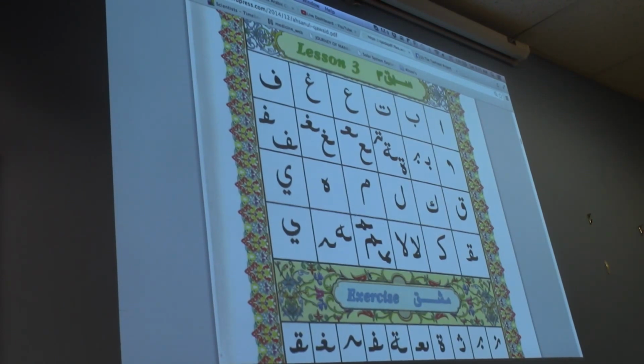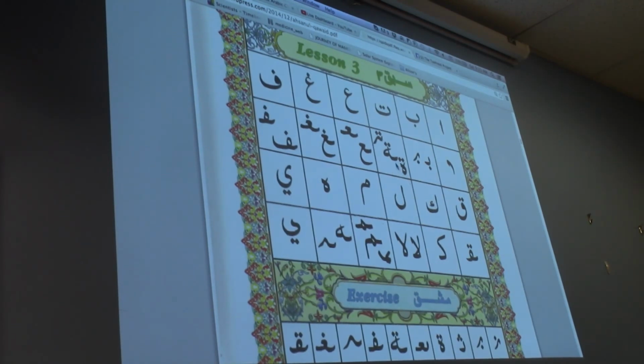Today's lesson, inshallah ta'ala, we're learning about the different ways of how letters are written. These are some new forms in how letters are written. So alif can sometimes be written like this. Ba can sometimes be written like this or this. Ta can also be written like this, so this or this.